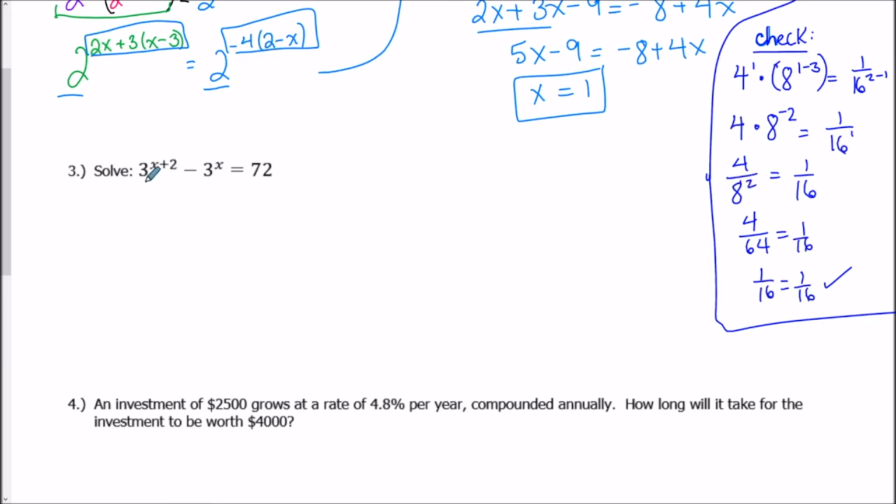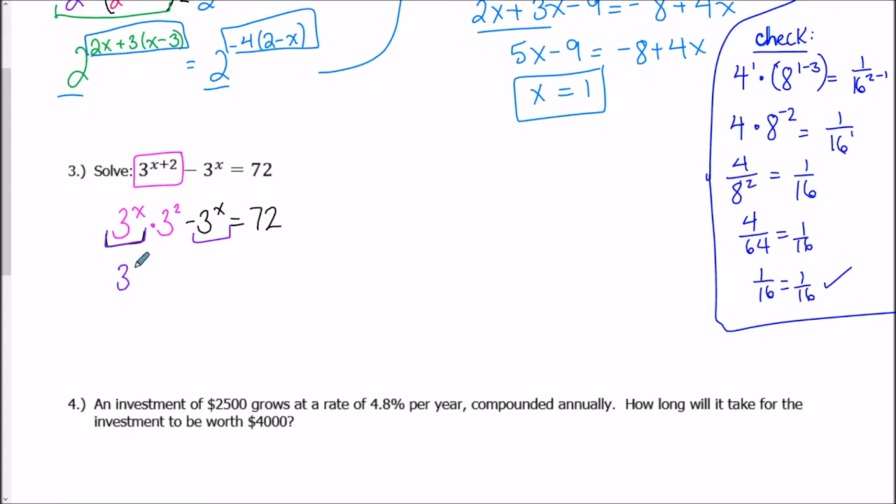So instead, what I'm going to do is break this up. I know I have addition in my exponent, so I know that essentially it's just 3 to the power of x times 3 to the power of 2. And then I'm just going to copy the rest of this down. Minus 3 to the power of x equals 72. Okay, now when I look at this, I see there's a 3 to the power of x in common with both of my terms. So I'm going to factor that out.